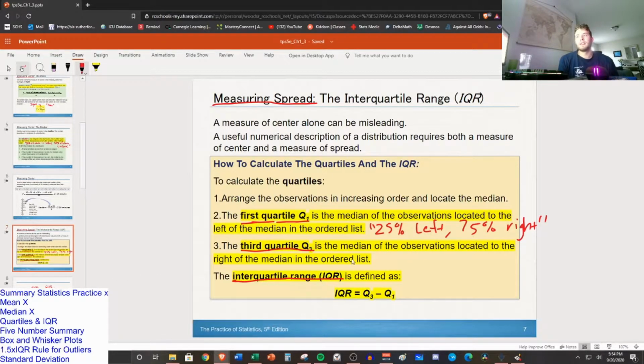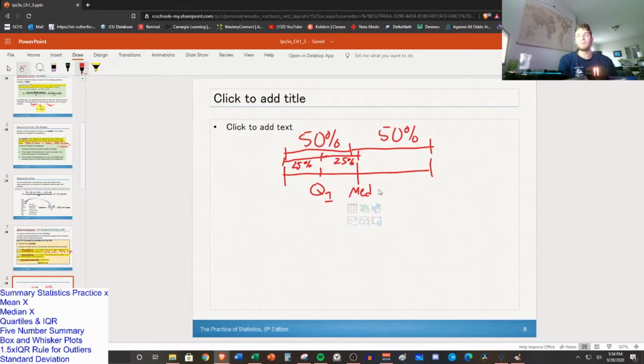Quartile 3, it is the median of the observations located to the right of the median in the ordered list. So to the right of the median, the upper half, we're going to split that half in half and break it apart. So from here to here is 25%, 25%, and this is that quartile 3. So these really do represent positions inside of the distribution, where it's located. And it's very important, when we go through questions, to think about that from a standpoint of interpreting data.